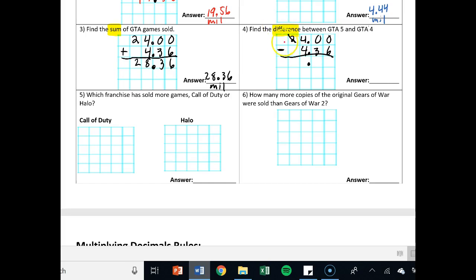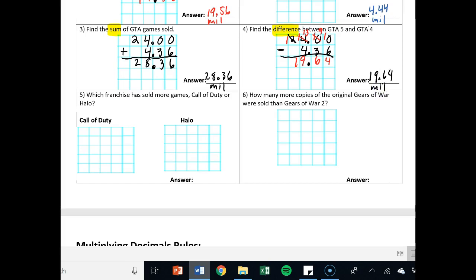So this becomes a 1. This becomes 14, which then we're going to borrow from, which is 13. This is 10, which we borrow from, which is 9. And then this is 10. So we get 4. 9 minus 3 is 6. 13 minus 4 is 9. And then 1 minus nothing is 1. So the difference between the two, GTA 5 sold 19.64 million more copies than GTA 4. So obviously a much more successful game.